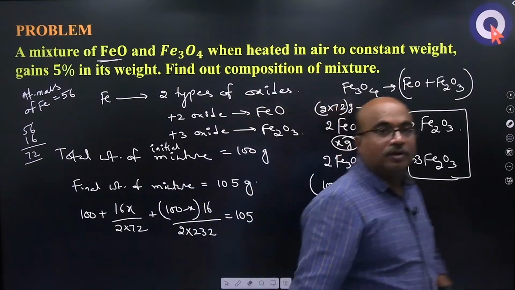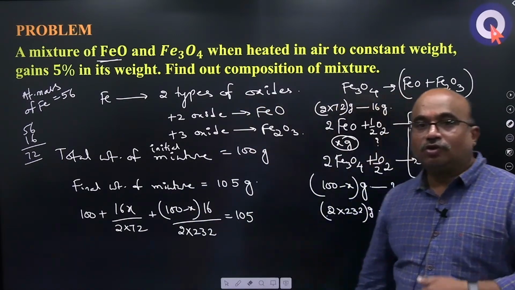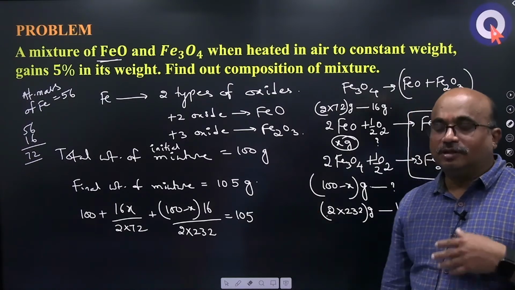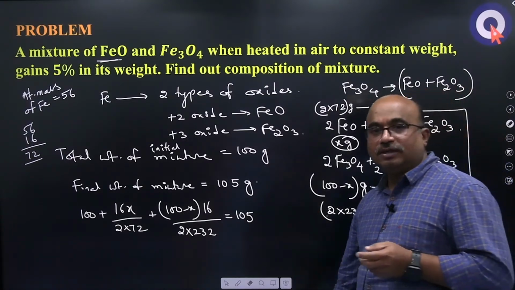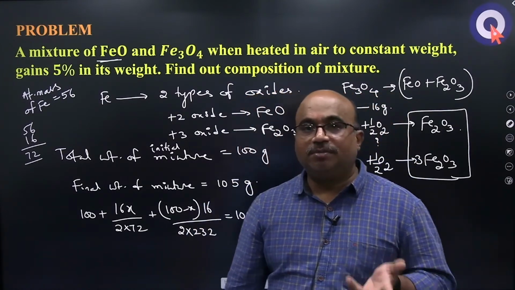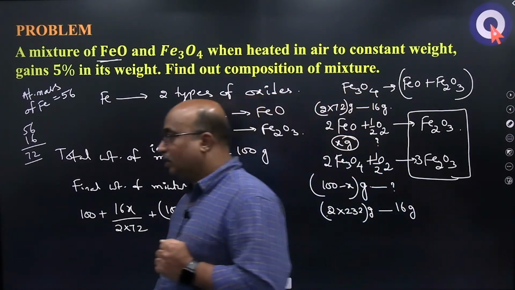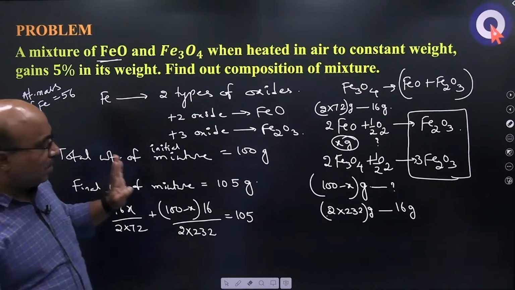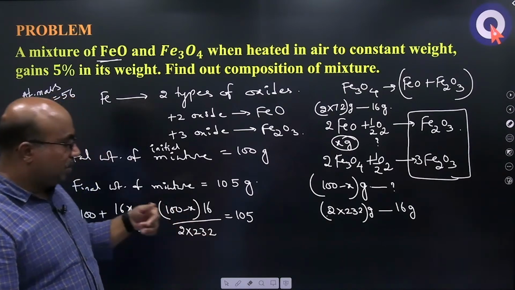Clear? So this is how we solve it, suppose. Then we will get the value of x. Then you can say what is the percentage of FeO. The remaining percentage will be Fe3O4. So you have to solve for x here. Calculation part, what is required, that you have to do it.